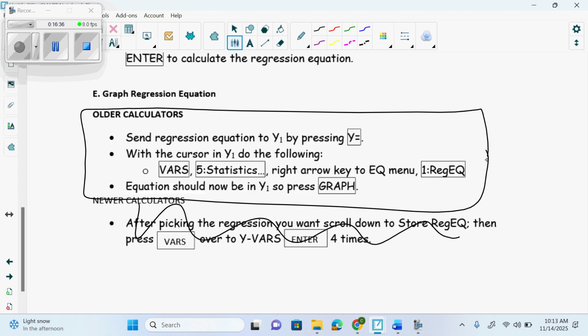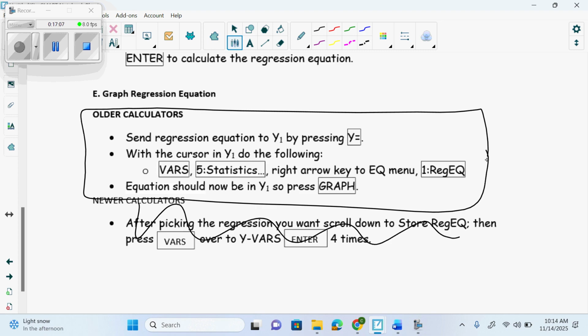Yeah? Okay. So I go to my y equals because that's where I want my regression equation to go. Correct? So now I have to get into that y equals regression equation, because I just found a regression equation and I want it to go there. How do I get there? So how you get there is you press the y equals, then you press bars, which is right beside the clear button. Bars, and then you go to statistics, which is number 5. And then you go over to equation.